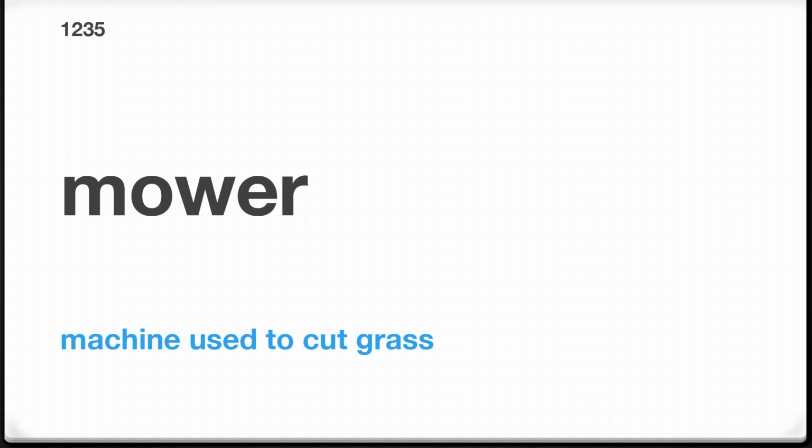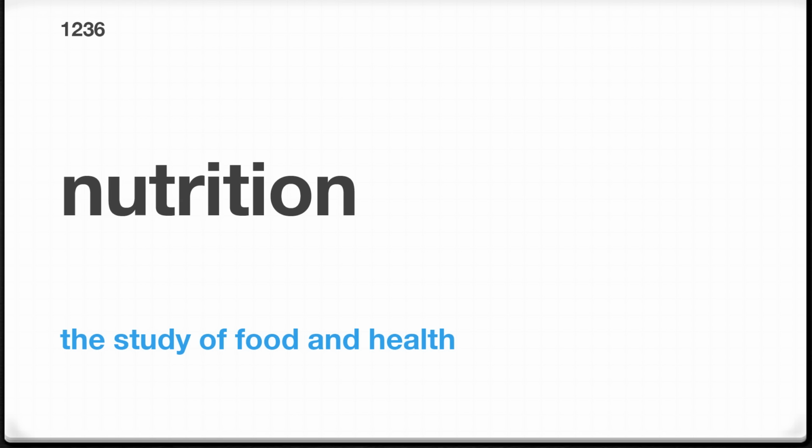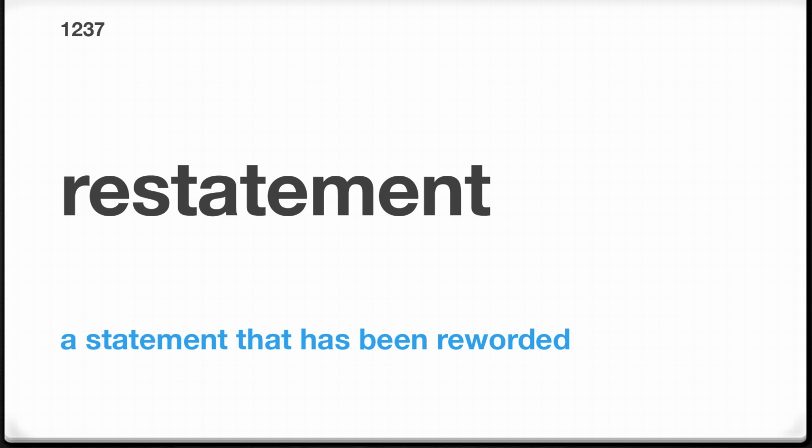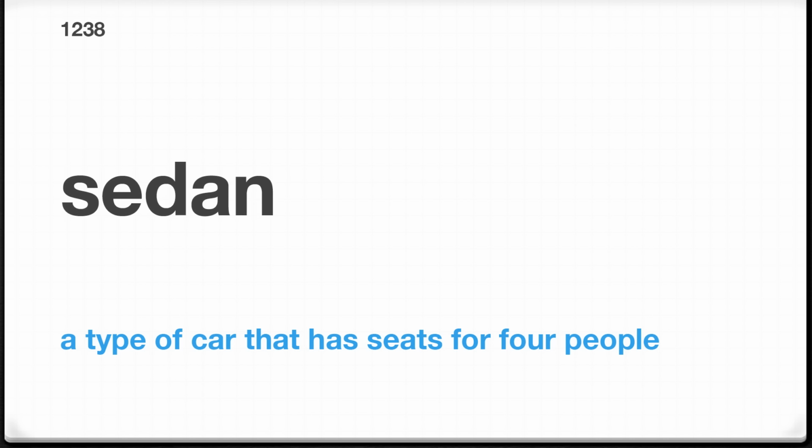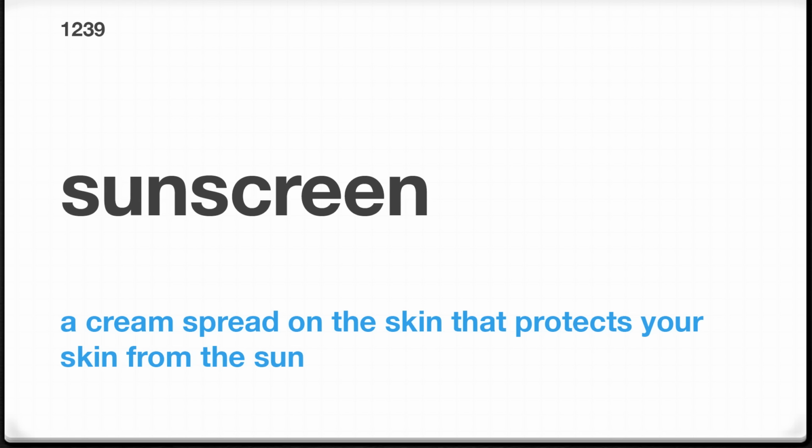Machine used to cut grass. Mower. The study of food and health. Nutrition. A statement that has been reworded. Restatement. A type of car that has seats for four people. Sedan. A cream spread on the skin that protects your skin from the sun. Sunscreen.